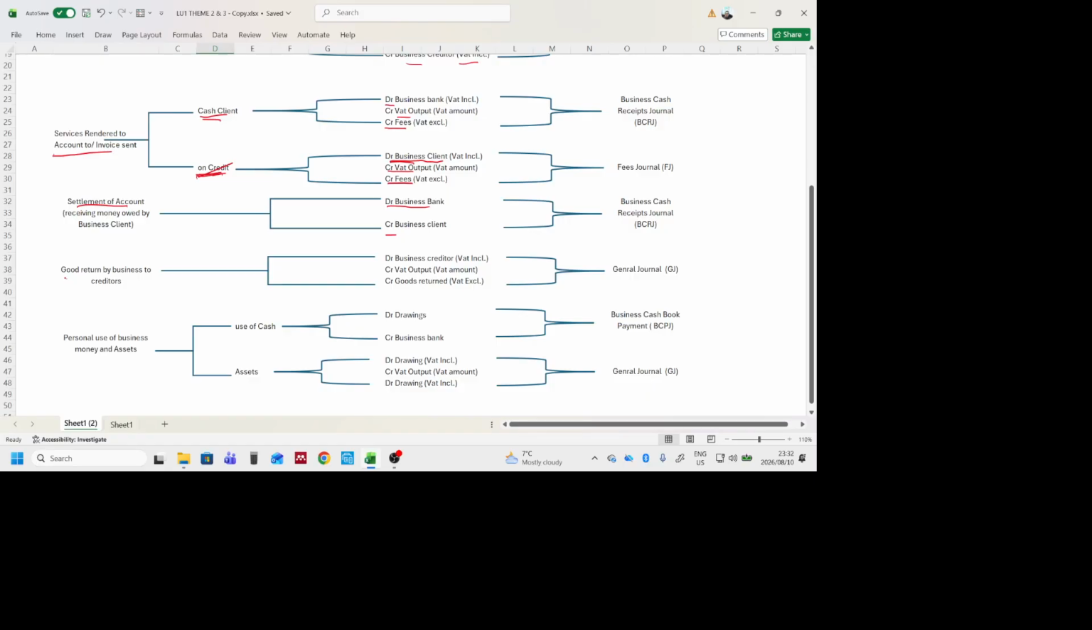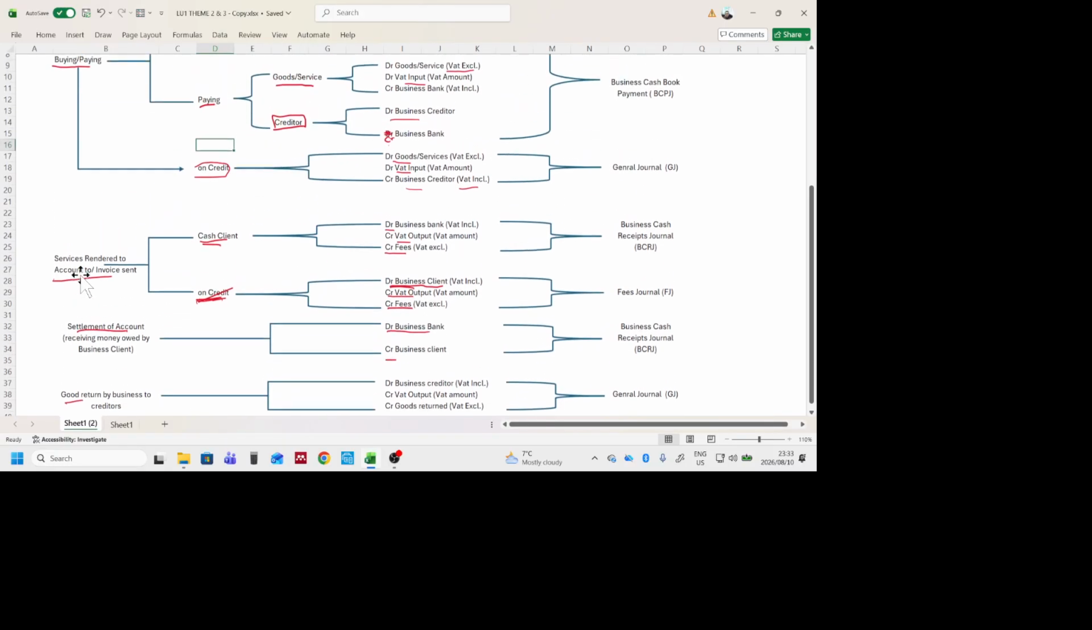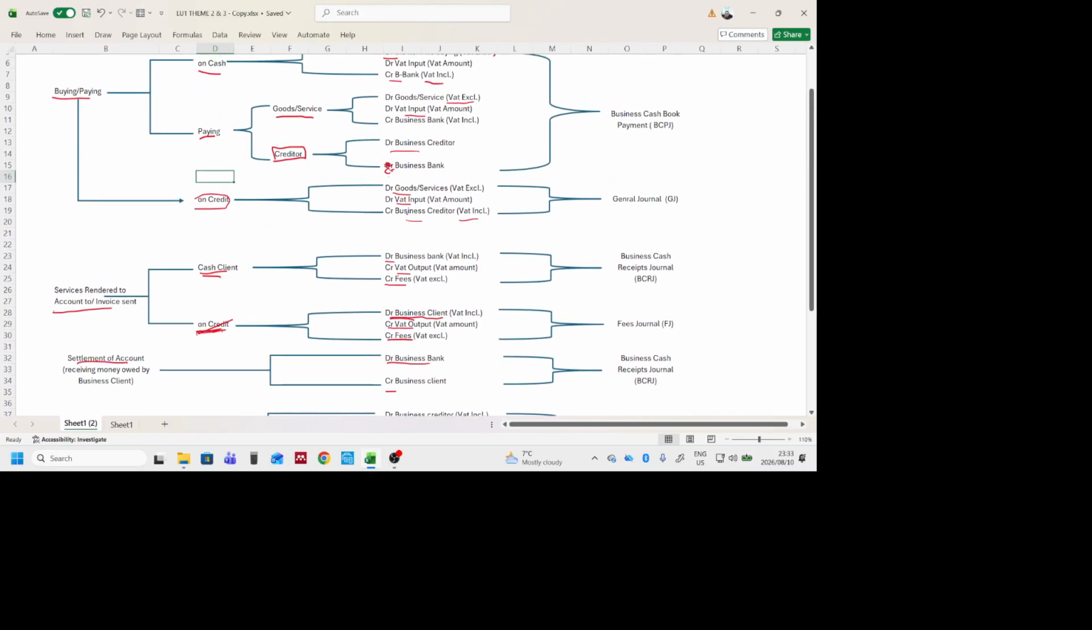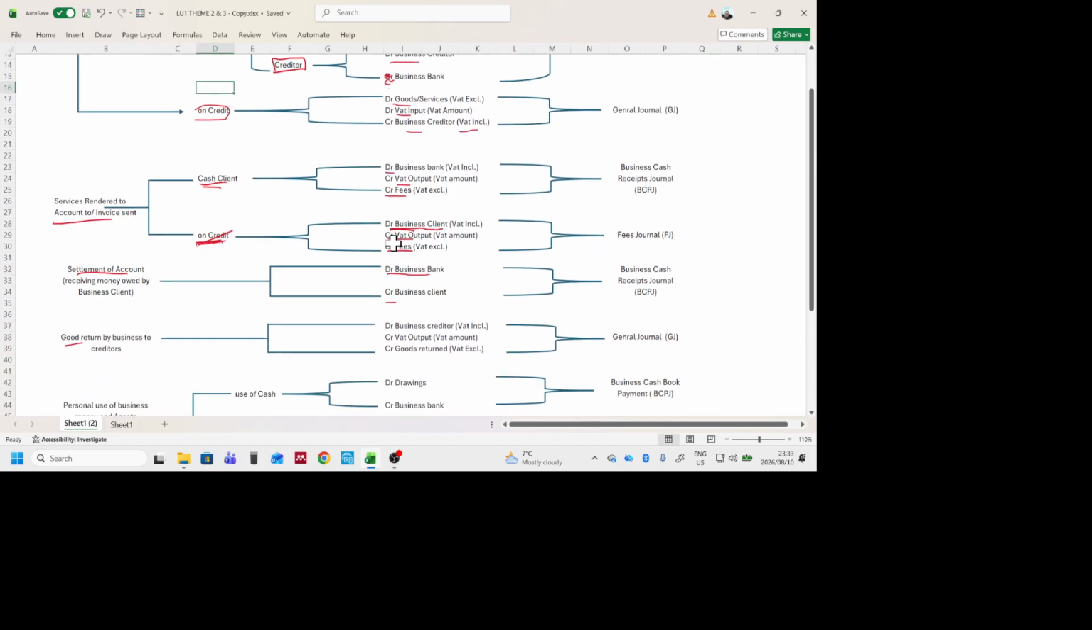And then we've got the transaction where goods are returned by the business to the creditors, where you have bought goods before on credit and now you are returning them. When we bought the goods on credit, we debited the goods that we received. We debited the VAT input that we're claiming from SARS, and we credited business creditor to indicate that we owe these people this much money, including VAT.